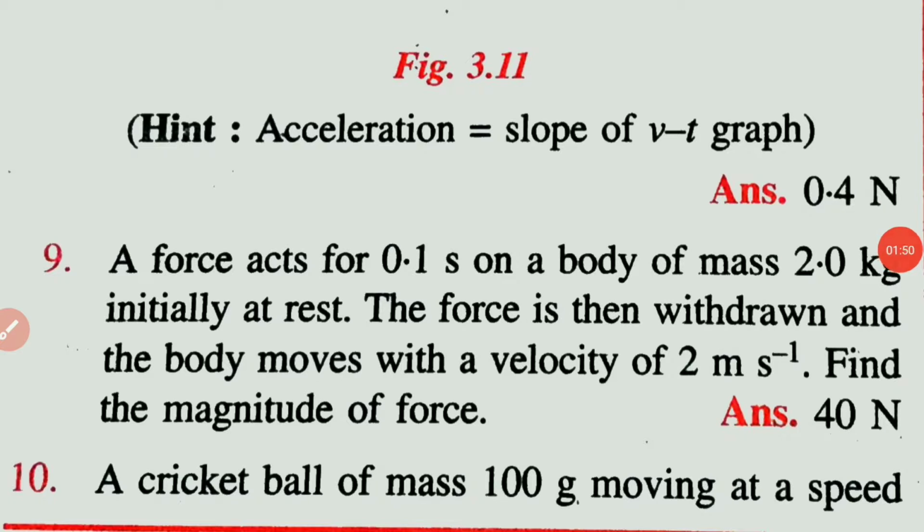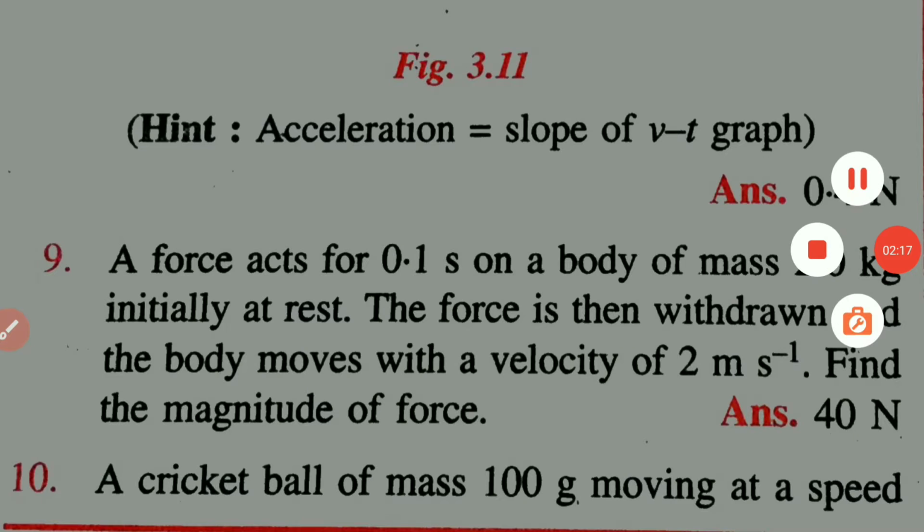Coming to the next question, question number 9. A force acts for 0.1 seconds on a body of mass 2 kg initially at rest. The force is then withdrawn and the body moves with a velocity of 2 meter per second. Find the magnitude of force. It is somewhat like number 7, but I don't think it is as complicated as number 7. So let us try to do number 9.